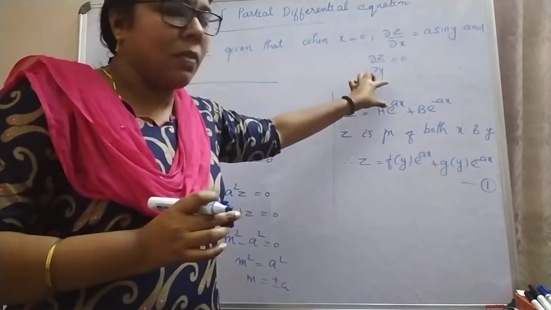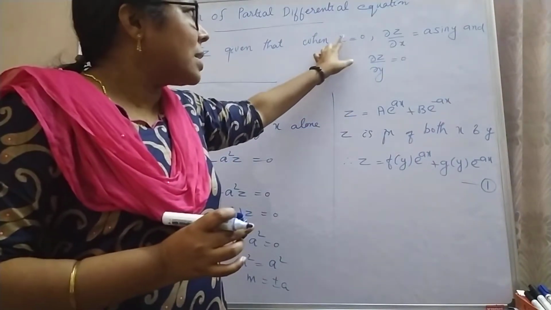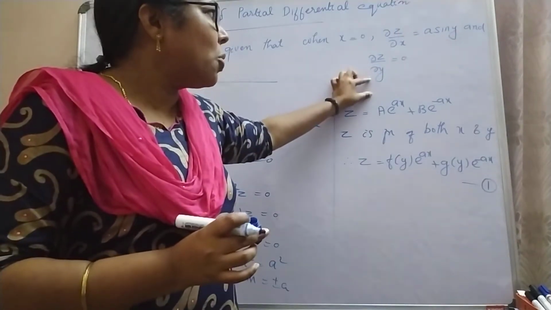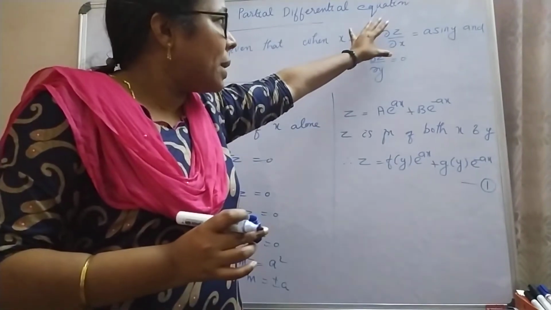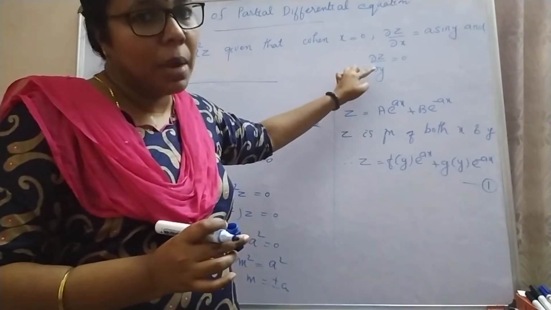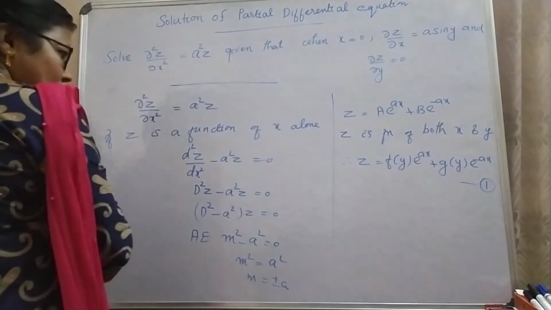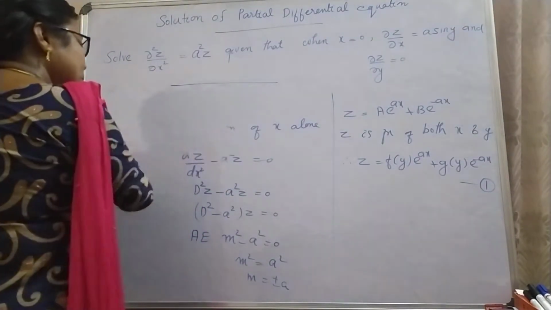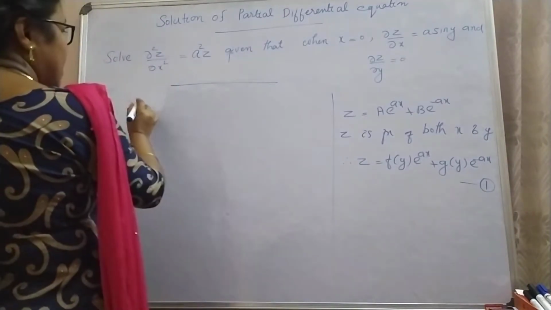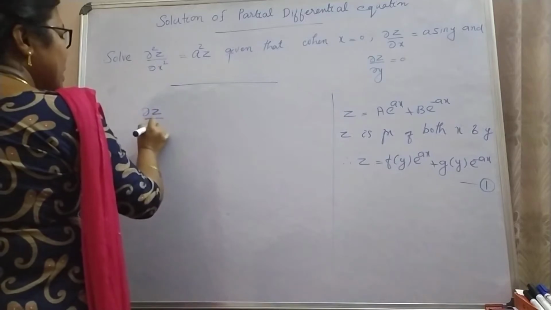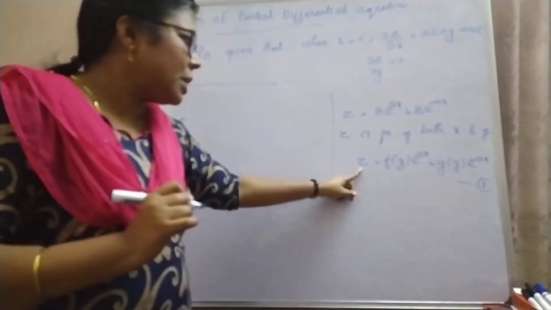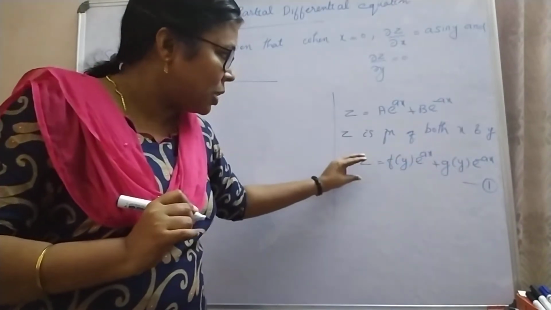Then two conditions are given. What are the conditions? When x = 0, ∂z/∂x = a sin y and ∂z/∂y = 0. For applying these two conditions, we have to find ∂z/∂x and ∂z/∂y. ∂z/∂x is the partial derivative of z with respect to x.